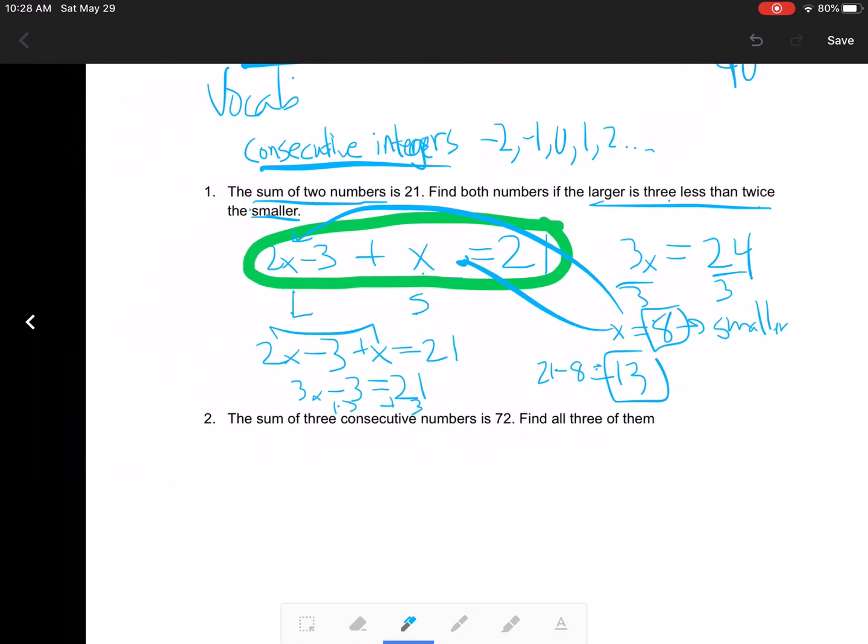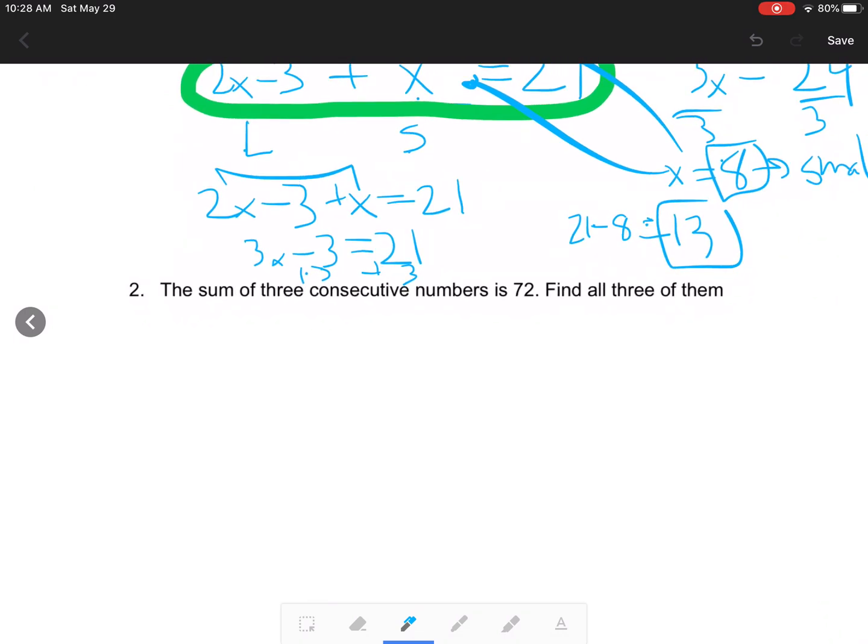Okay, next, let's take a look at this consecutive number problem. So the sum of 3 consecutive integers, we use our placeholders, 1, 2, 3, is equal to 72. We're going to try to find all three of them. Now here's what's tricky. Whenever we're doing consecutive numbers, we don't know which consecutive numbers we're talking about. So we're just going to say the first one is x. But let's look at a relationship between consecutive numbers. Let's just say we have 9, 10, and 11.